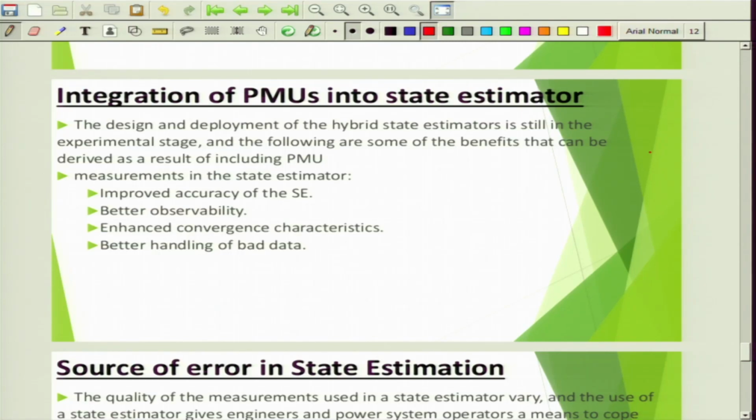So, integration of PMUs into the state estimator. The design and deployment of the hybrid state estimator is still in the experimental stage, and the following are some of the benefits that can be derived from including PMUs with the state estimator. Improved accuracy of the state estimator, because you are getting more samples. More samples means more accuracy, right? Better observability, enhanced convergence characteristics, better handling of bad data. So a PMU based state estimator will be better than a SCADA based state estimator.